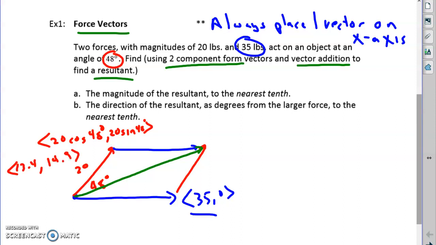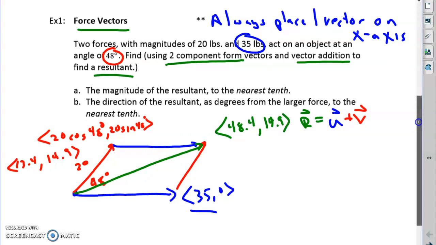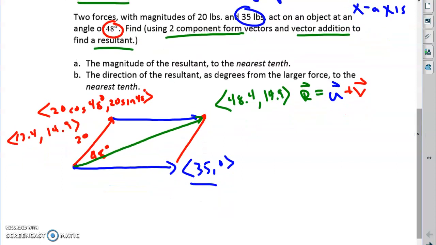If I take vector blue, which is all horizontal, 35, 0, and add it to vector red, resultant vector r, which is equal to vector u plus vector v, my resultant is 48.4, comma, 14.9. Haven't answered the questions yet, but now they're easy. I have the resultant vector in component form.